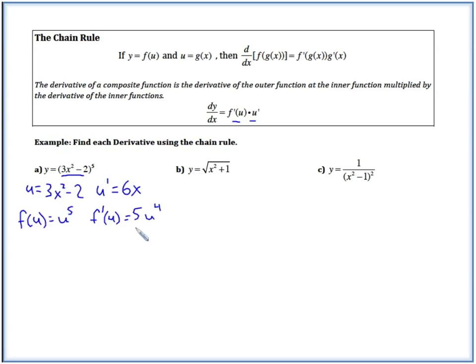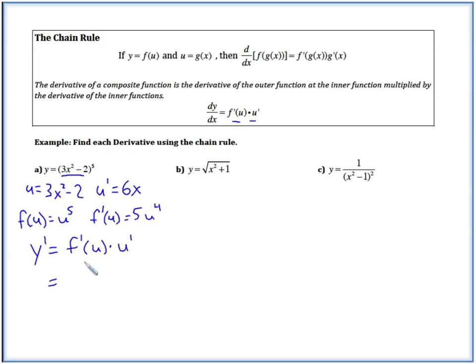If you still need help on using the power rule, you can go back and view that video. Otherwise, we're just going to fly right through those. Alright, so let's go ahead and find our derivative now. So our y prime is going to be f prime of u times u prime.